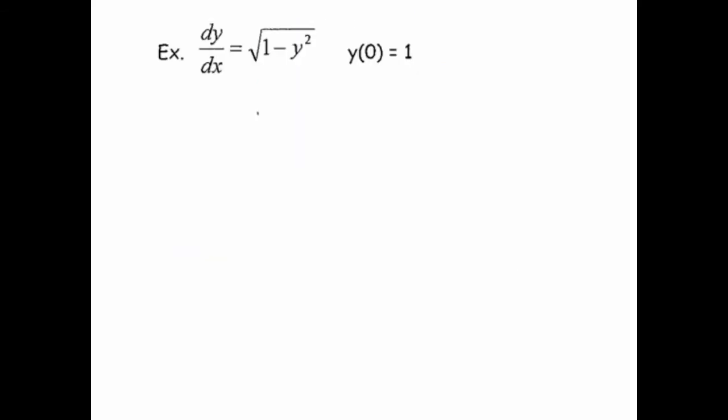We'll do one more. This is dy dx equals the square root of 1 minus y squared, y of 0 is 1. Again, I should probably note, I didn't note this in the last video, that obviously the directions are to find the particular solution.